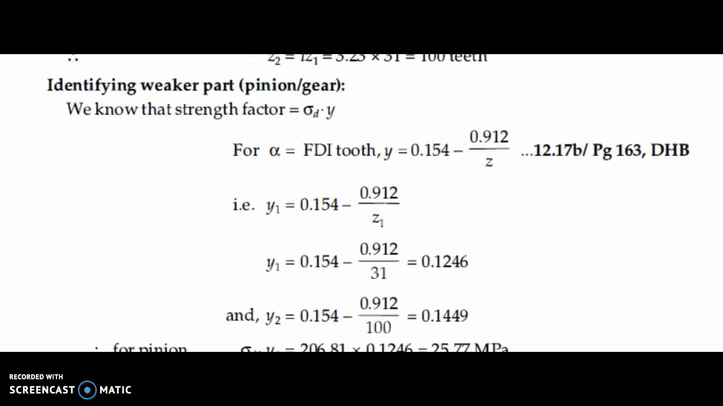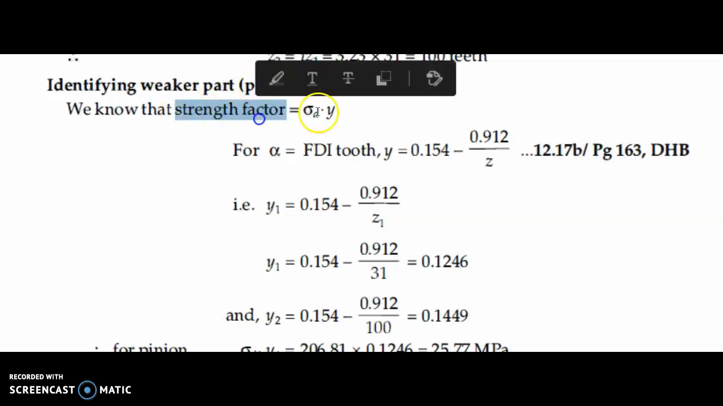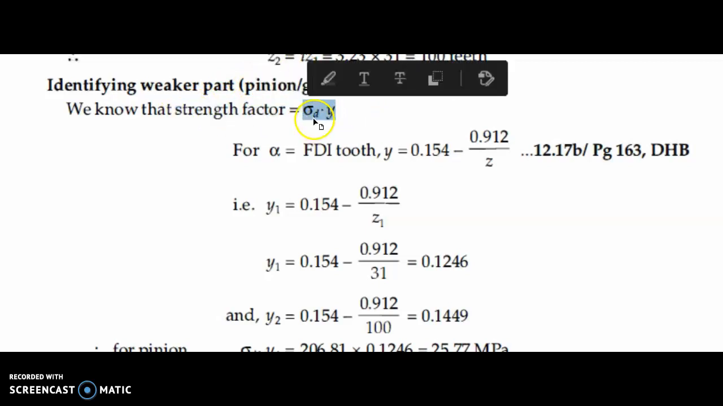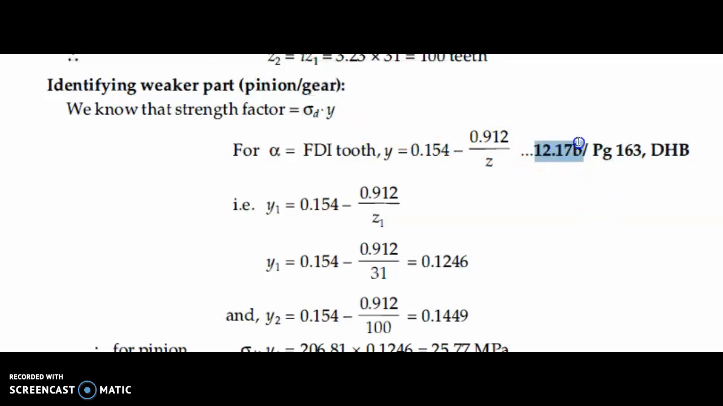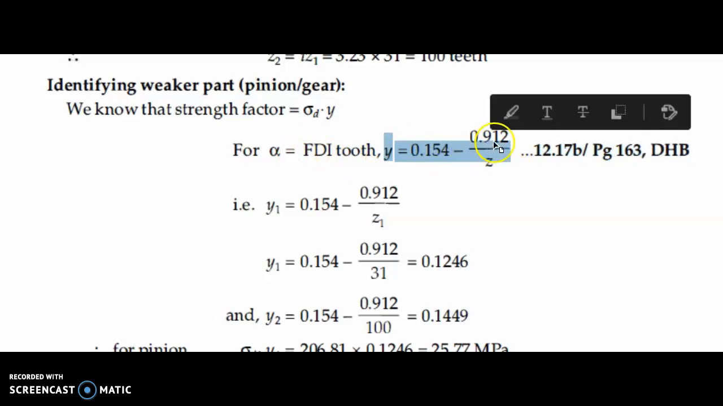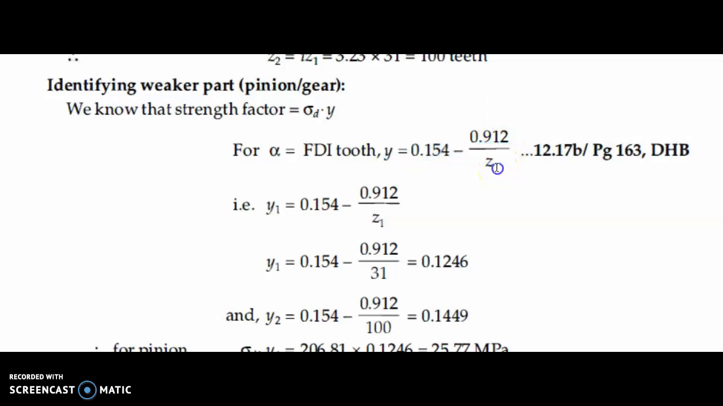Then step 1, identify the weaker part. How can we identify the weaker part? First of all, we have to find the strength factor, that is equal to sigma d into y. Here sigma d1 and sigma d2 we already wrote in our given data section. And next is y. What is y? We can take y from our data book, using this equation: the value of y is equal to 0.154 minus 0.912 divided by z. You can take this equation for alpha equal to 20 degree full depth involute system.